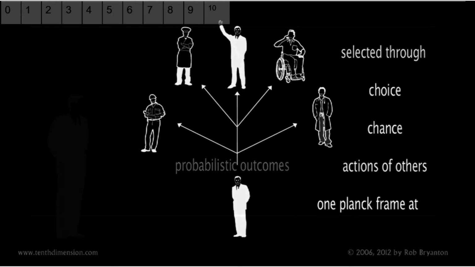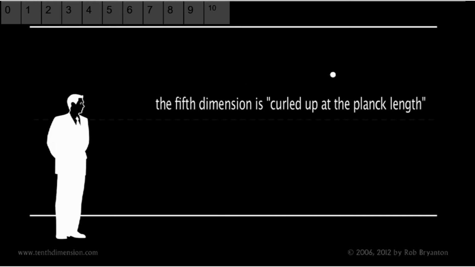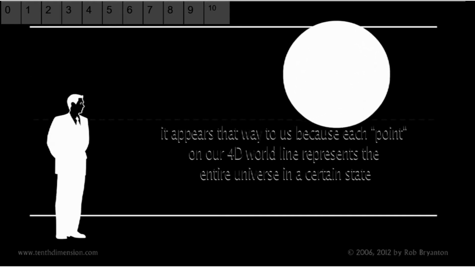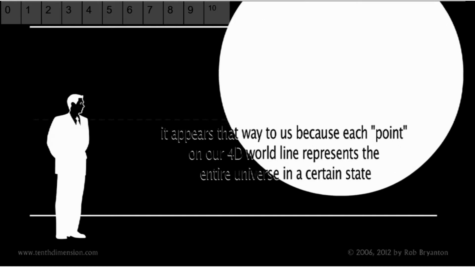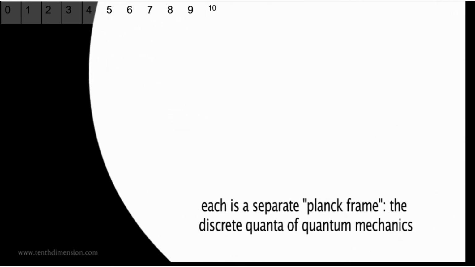We move through those branches one Planck frame at a time, and this is why some physicists say that the fifth dimension is curled up at the Planck length, because from our reference frame, that's how it appears. It's important to note, though, that Everett was also very clear that causality could not be violated as we observe one outcome or another.